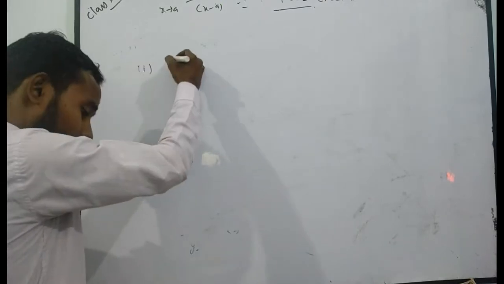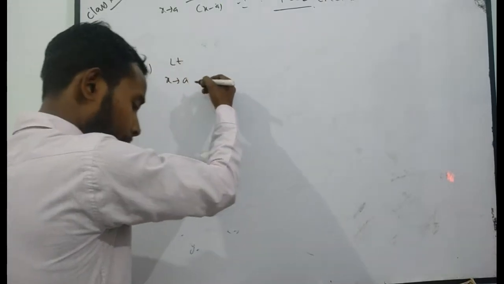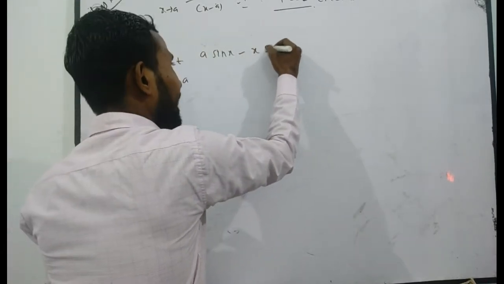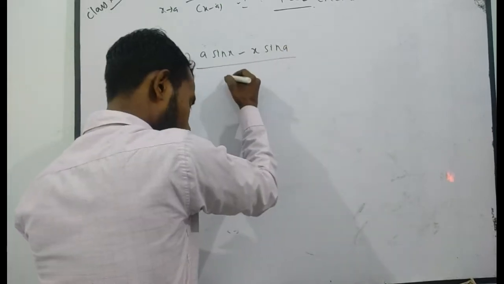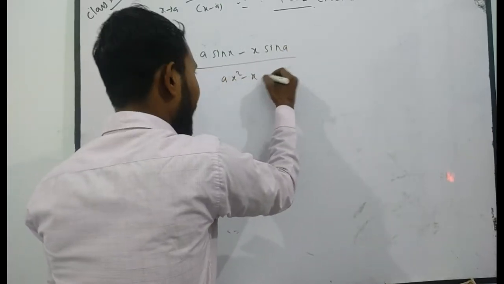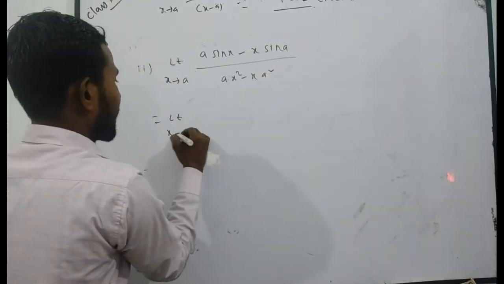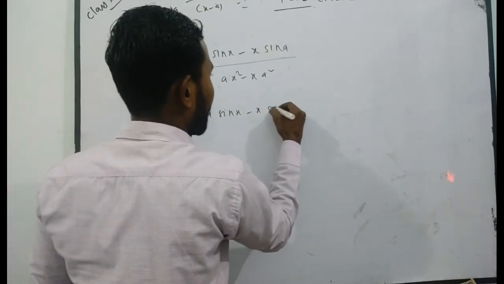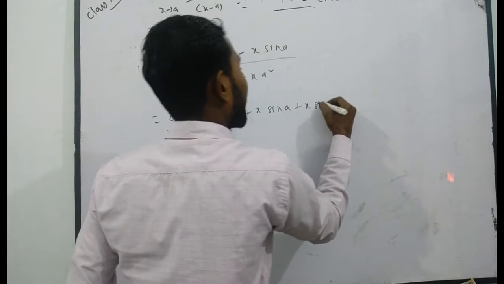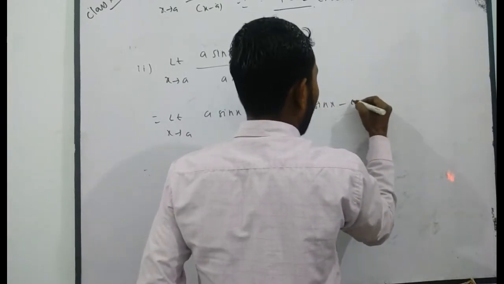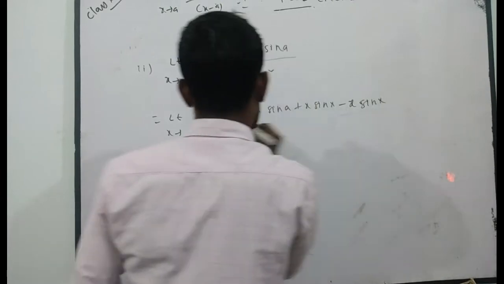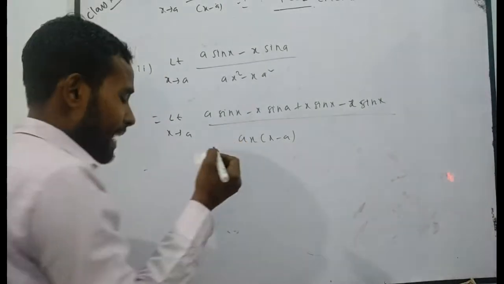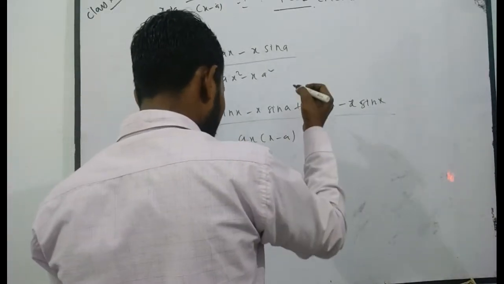Second 13 second: limit x tends to a of (a sin x minus x sin a) divided by (ax square minus xa square). You have to simply write limit x tends to a. In the numerator you have to add and subtract one factor, which I have already told you. Here you have to add x sin x and also subtract x sin x. Thereafter in the denominator you get ax into (x minus a). Now simply arrange it. How can you arrange? I want to tell you.